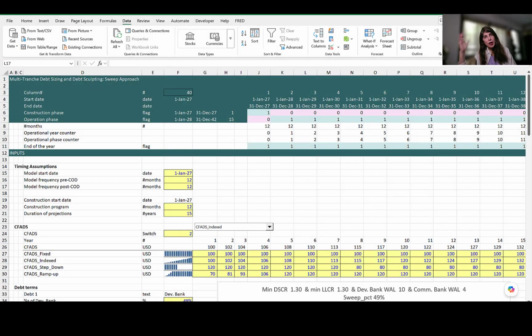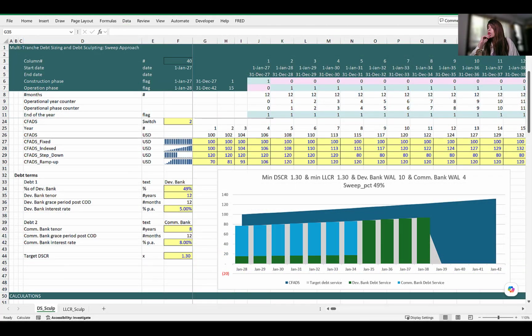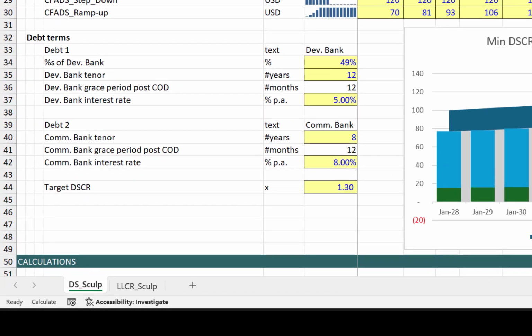So this is another video tutorial about debt sizing and debt sculpting when you have multi-tranches of debt with completely different terms. Okay, so let's first go through the assumptions. We have two senior debt tranches. The first one is a Development Bank with 12 years of tenor and 5% interest rate.